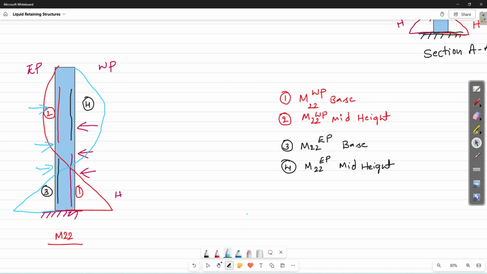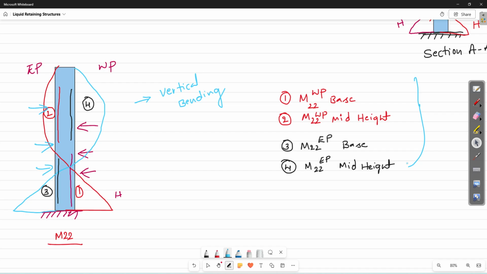Okay. So you just take a screenshot of this. This is because of vertical bending. Vertical bending. So you have to provide 4 reinforcement.